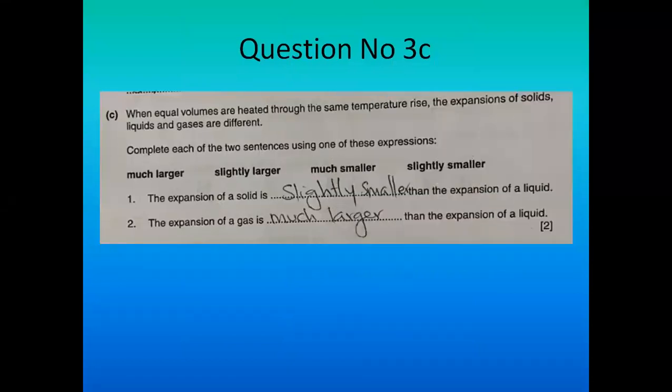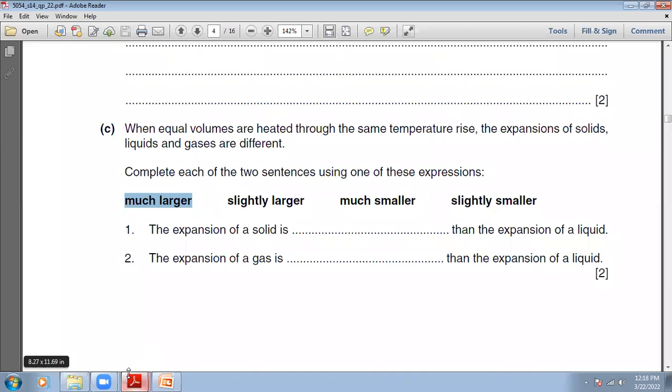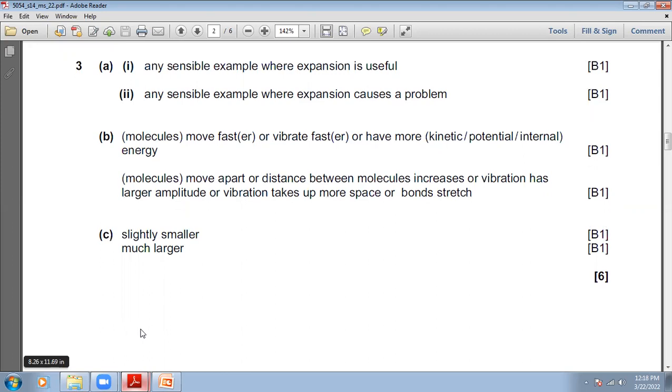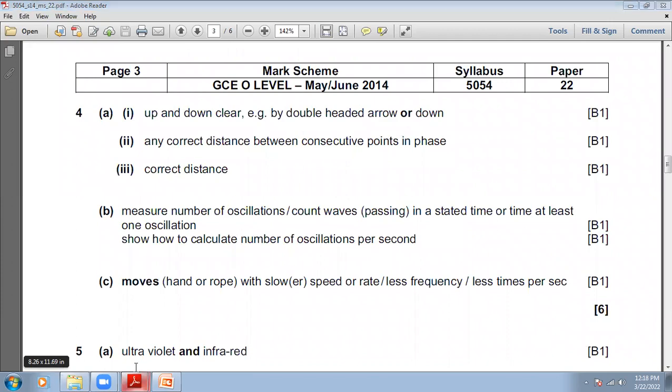Okay, the expansion of a solid is slightly smaller than the expansion of a liquid. The expansion of a gas is much larger than the expansion of a liquid. So that is our answer. Let's have a look at the marking scheme. The marking scheme of question number 3 is showing up on your screen. You can pause the video and check my answers, your own answers, and compare them. Our answers are perfect, I think. Okay, so we are going to the next question, question number 4.